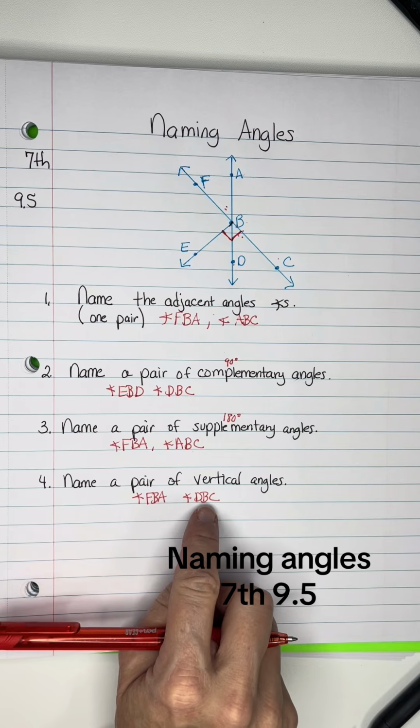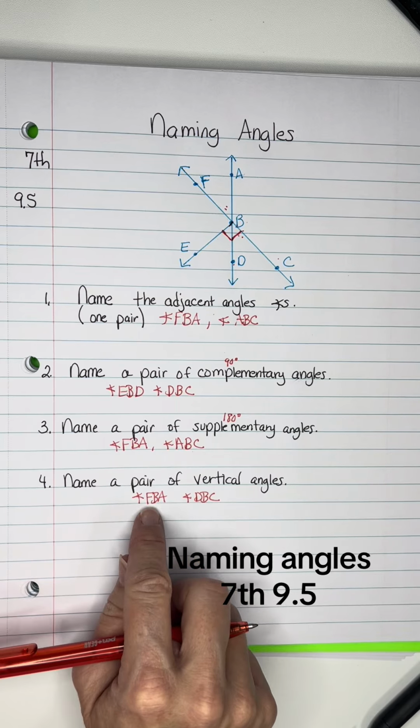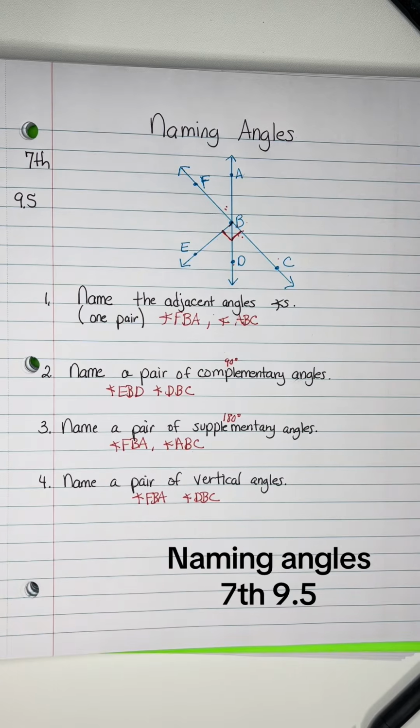And the vertical angles have the B in the center, and also notice that they are uppercase letters. In geometry, you always want to use uppercase letters for angles.